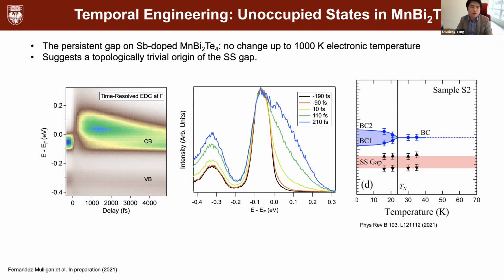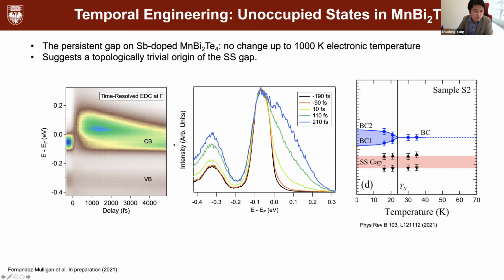The big question is whether that's actually a broken symmetry gap. So that's what we did. We tried to compare; this is a time resolved EDC, a time resolved spectrum at gamma for different delays. And what's really interesting to us is that we can substantially increase the electronic temperature. We can increase the electronic temperature up to 1,000 Kelvin.